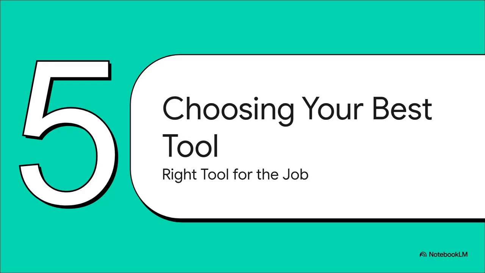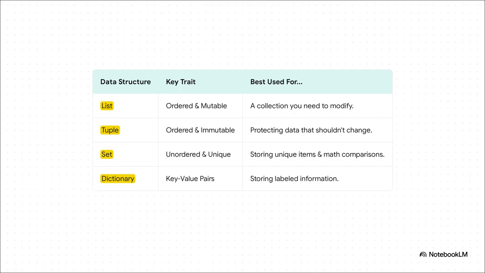Okay, so we have filled our toolbox with 4 amazing, powerful tools. But the real sign of a great programmer is knowing exactly which tool to use for which job. So, how do you choose? This table right here brings it all together. So, when should you use each one?